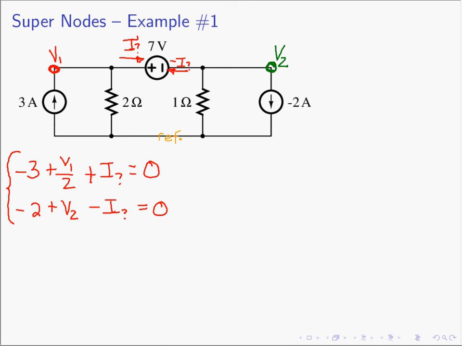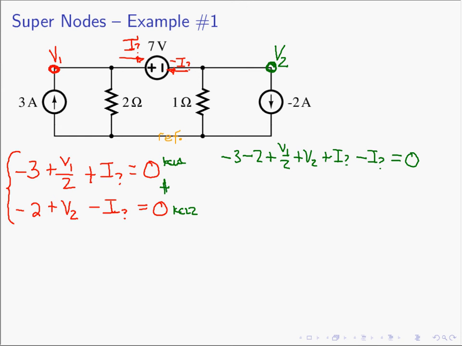Remember from algebra that when you have a system of equations, you are allowed to take 2 equations and add them together. That is allowed. So let's do that. This is the KCL equation from node 1, and this is the KCL equation for node 2. Let's take those 2 KCL equations and add them together. When you do that, you'll get minus 3 minus 2 plus V1 over 2 plus V2 plus I question mark minus I question mark equals 0.